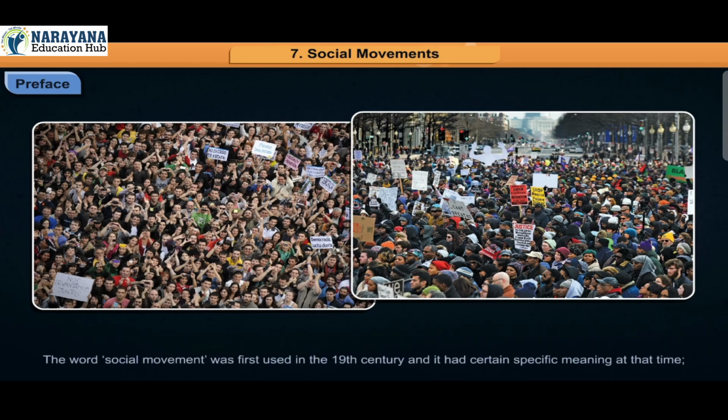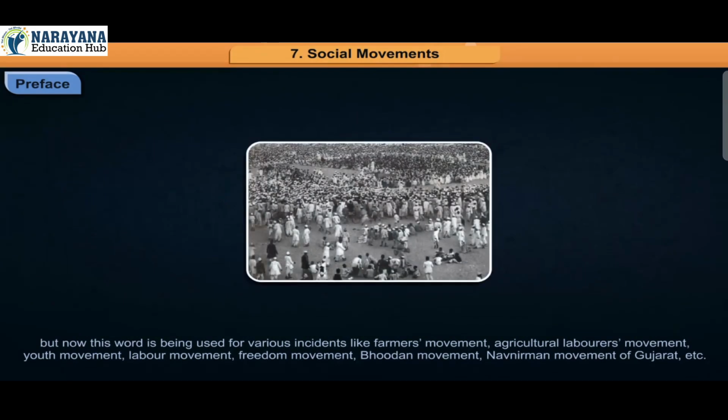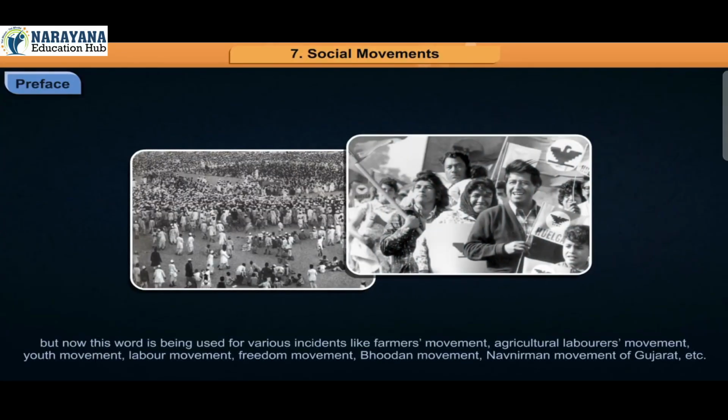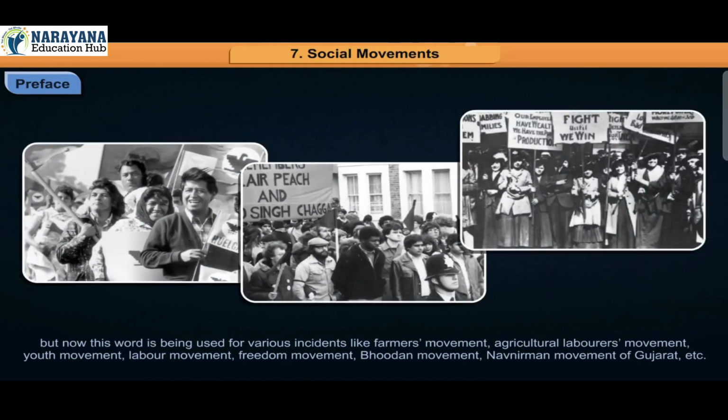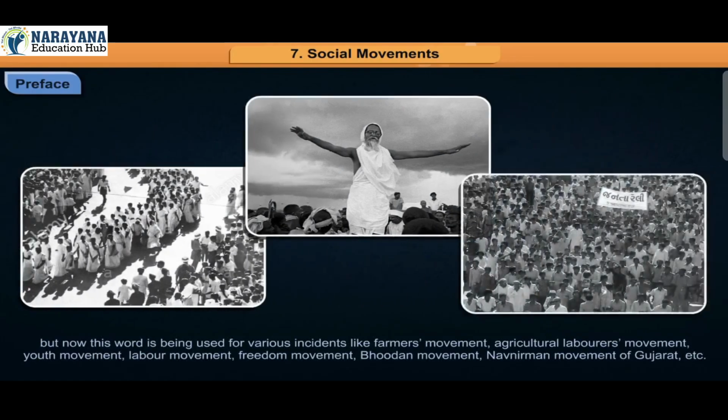The word social movement was first used in the 19th century and it had a certain specific meaning at that time, but now this word is being used for various incidents like farmers movement, agricultural laborers movement, youth movement, labor movement, freedom movement, Bhudan movement, Navnirman movement of Gujarat, etc.